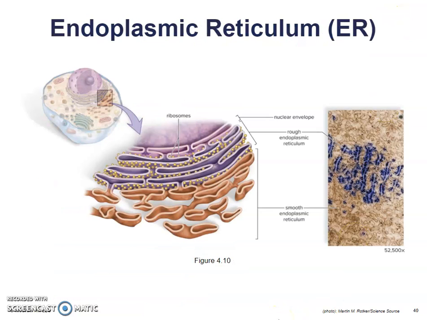Here's what the ER looks like. Here we have the rough endoplasmic reticulum. You can see that it is rough because it has ribosomes stuck to it. And as we move out from the nucleus, we have smooth endoplasmic reticulum with no ribosomes stuck to it.